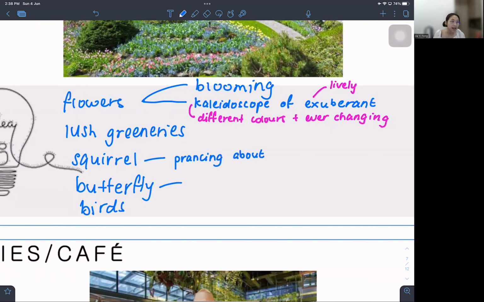Butterfly. For butterfly, fleeting butterfly. For birds, fluttering bird. So do you see what I'm trying to do here? Usually when I want to describe a place, I will first ask myself, what are the things that I can see here? And then I add on adjective. Butterfly or birds dancing like a professional dancer? Can, no problem.